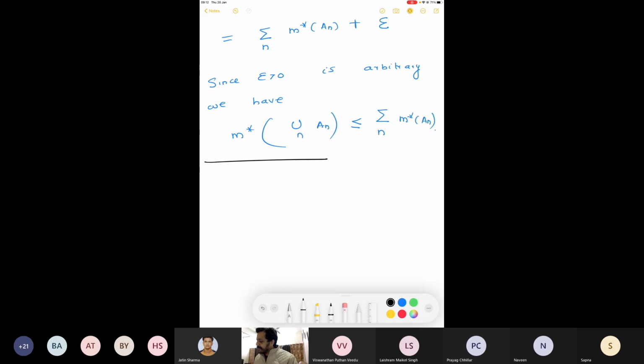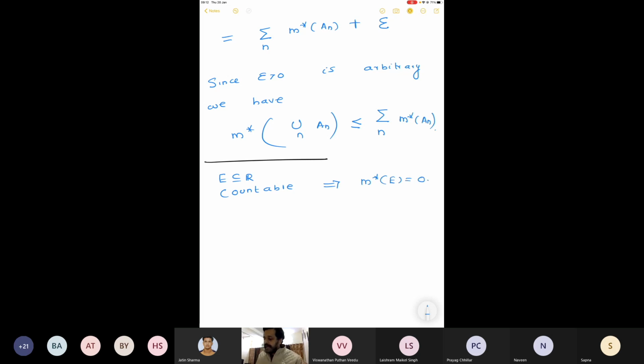In the previous result, we have seen that if E, a subset of R, is countable, then M star of E equals 0. And we have seen M star of Q is 0 because Q is countable. And we have seen M star of R.